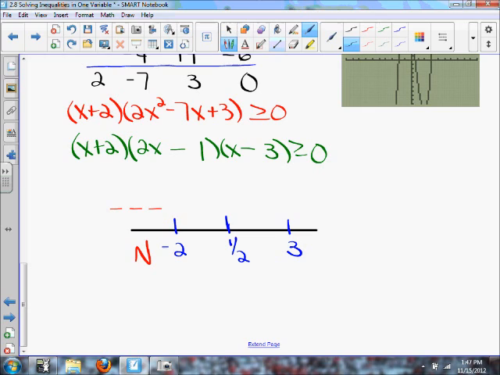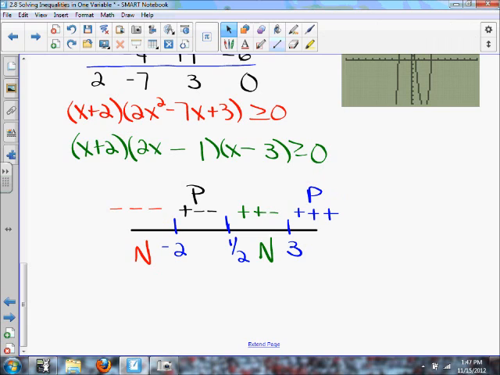In between -2 and 1/2 would be 0. Positive, negative, negative, which means I'll end up being positive there. A number between 1/2 and 3 is, say, 2, which means I'll be positive, positive, and negative, which means I'll be negative here. A number greater than 3 will be positive, positive, positive, which means I'll be positive here.